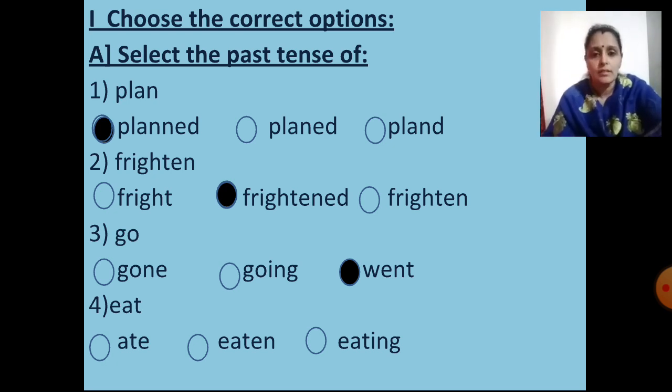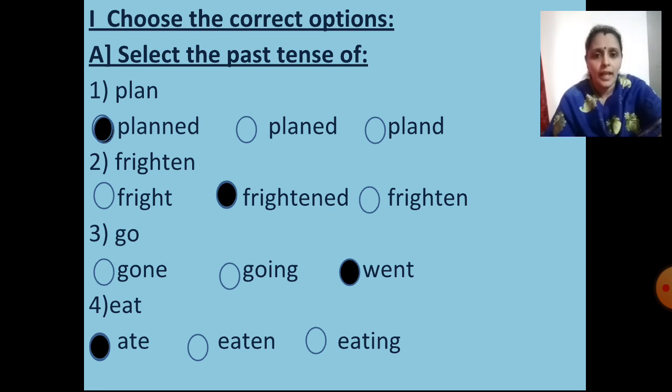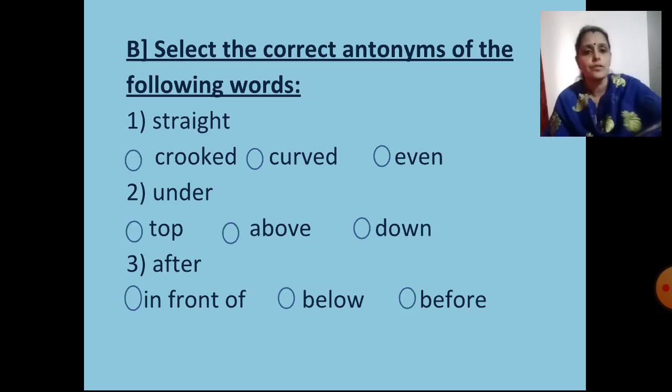E-A-T, eat. So what is going to be the past tense of eat? A-T-E, ate. E-A-T-E-N, eaten. E-A-T-I-N-G, eating. What should be the past tense of eat? A-T-E, ate. So let's go to ate and select it. I ate my lunch in the afternoon. Done? Now let's move to the next question.